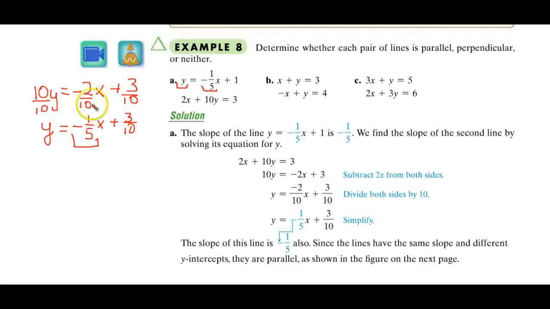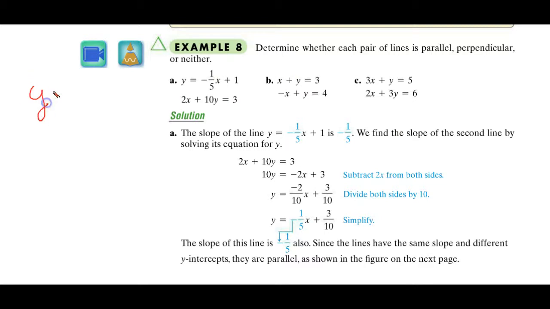Are the slopes the same? Yes. Now here the y-intercept is 1. Here the y-intercept is 3/10. Are they parallel, perpendicular, or neither? Same slopes, different y-intercepts. These are parallel. And that's what you need to do for each of these. Solve it carefully for y. Let me do b for you here as well.